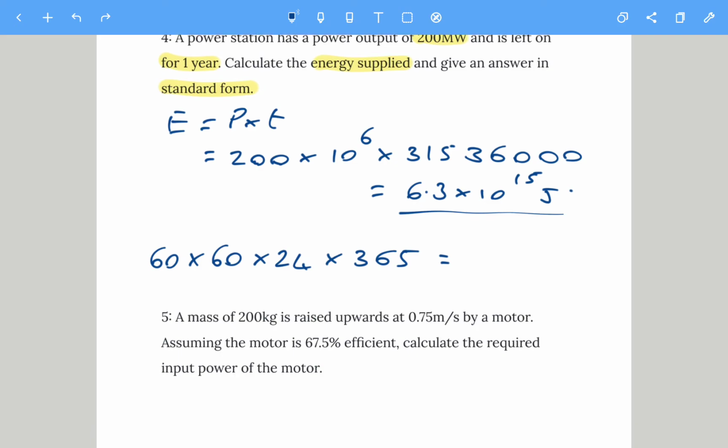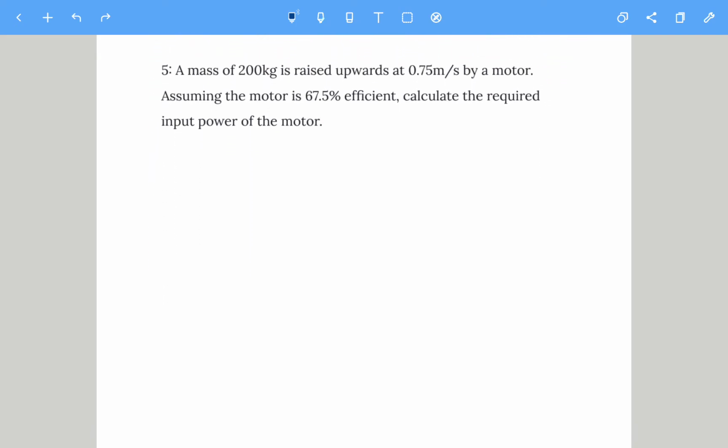And then let's look at number 5. So number 5, hopefully you've done this one. A mass of 200 kilograms is raised upwards at 0.75 meters per second by a motor. Assuming the motor is 67.5% efficient, calculate the required input power. So this is one of them nutty extension questions. If you've got this right, well, you've either cheated or you're a genius.